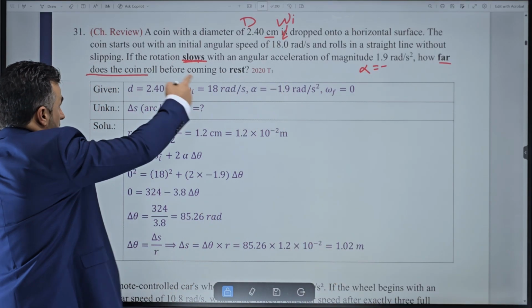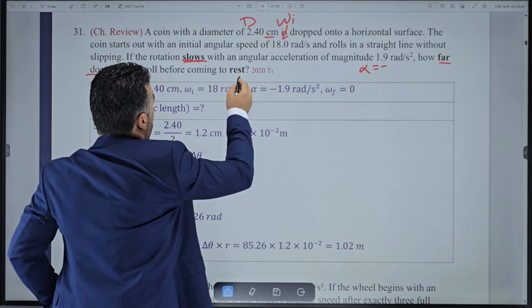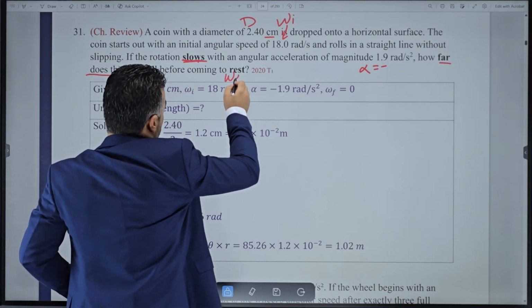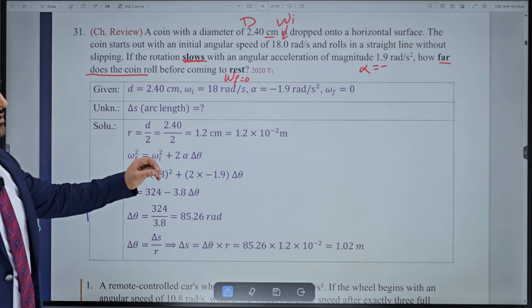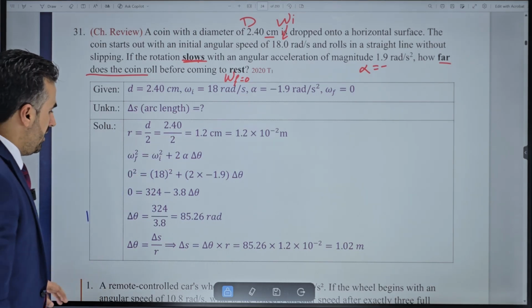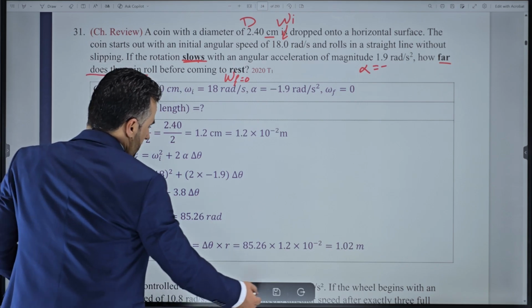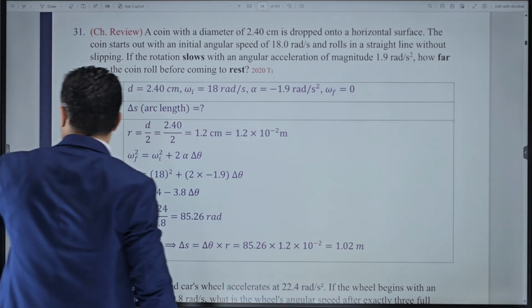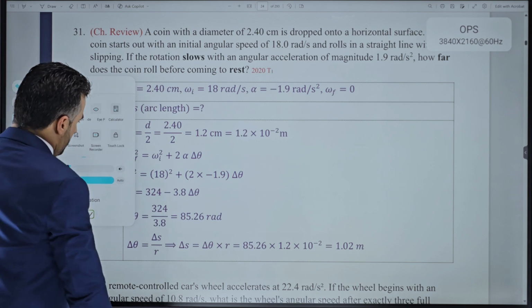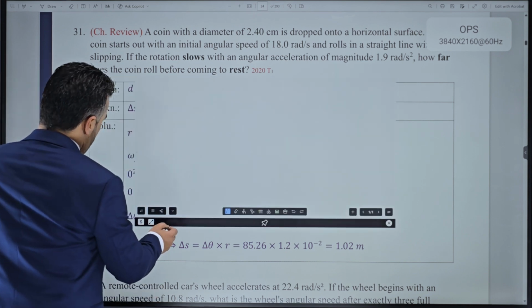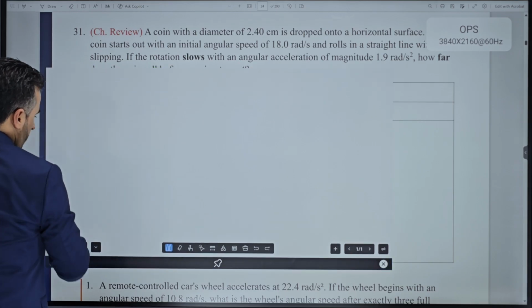But if we continue with this, it says before the coin comes to a rest. Coming to a rest means omega final equals 0. And that is as simple as this one here. So how about we do this one here? Okay, so first of all, let's just bring this one back and answer this question, see how far it is going to roll.